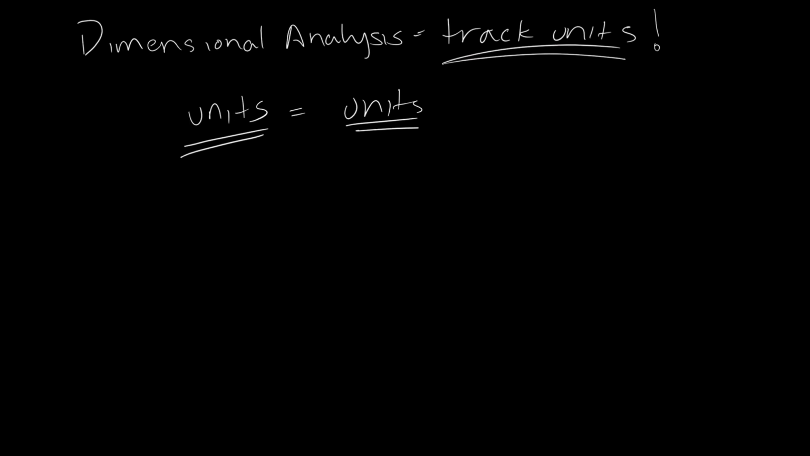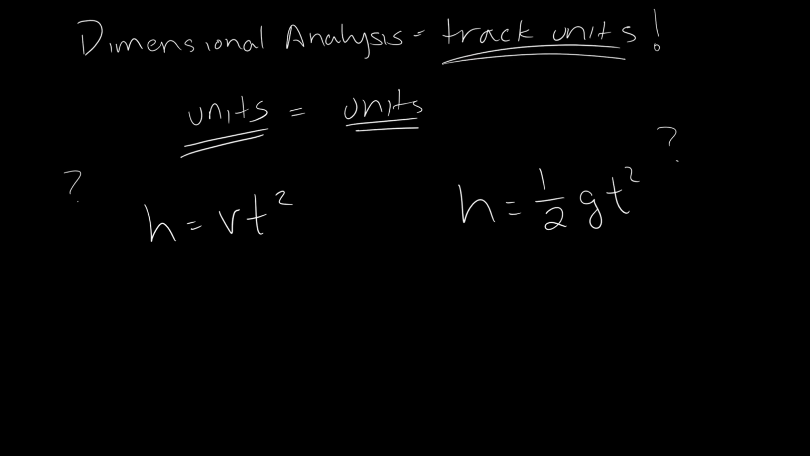Okay, so for example, let's say you're doing a lab and you're trying to find the height from which a ball was dropped when you knew the time it took to hit the ground. And you have two equations that you think it might be. You're thinking that height is either going to equal velocity times t squared, or height equals 1/2 times g, which is the acceleration of gravity, times t squared. So which equation is correct? Is there a way that you can just look at units to figure out which one might be correct?